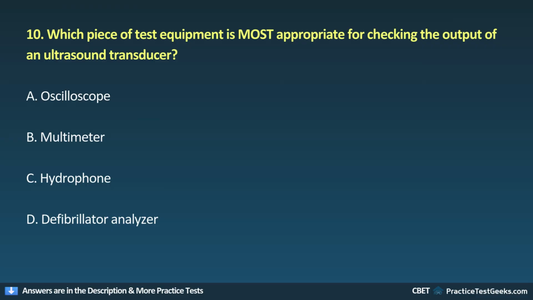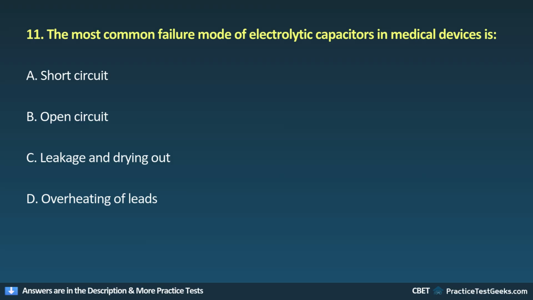10. Which piece of test equipment is most appropriate for checking the output of an ultrasound transducer? A. Oscilloscope. B. Multimeter. C. Hydrophone. D. Defibrillator analyzer. 11. The most common failure mode of electrolytic capacitors in medical devices is A. Short circuit. B. Open circuit. C. Leakage and drying out. D. Overheating of leads.